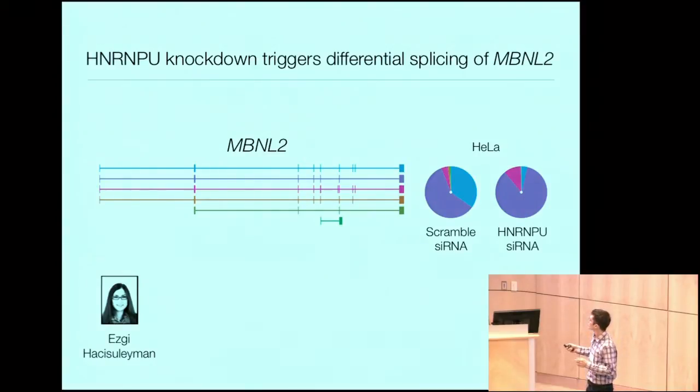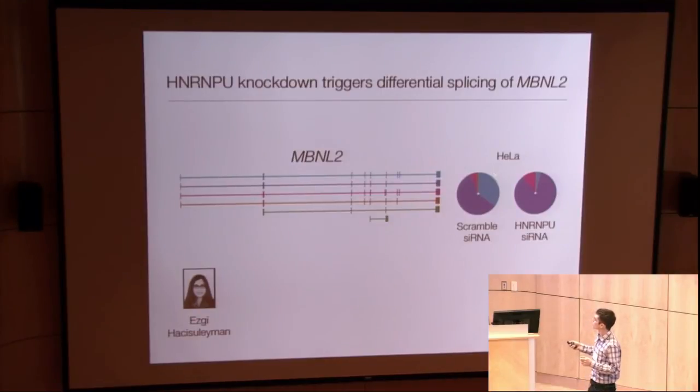So she was seeing a complete loss of this blue isoform here, which includes the complete structure of muscleblind2, in response to loss of HNRPU. So if she hadn't been looking at isoform resolution, she would never have seen a change in this very important gene.